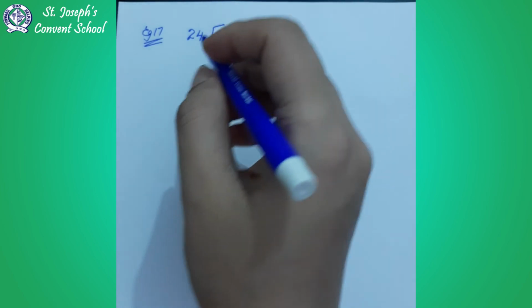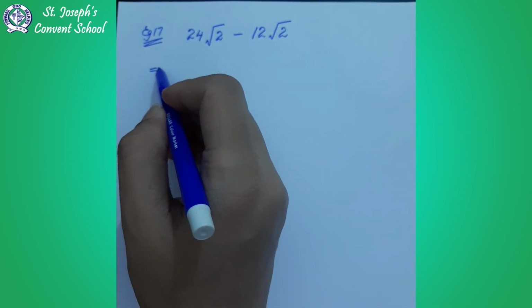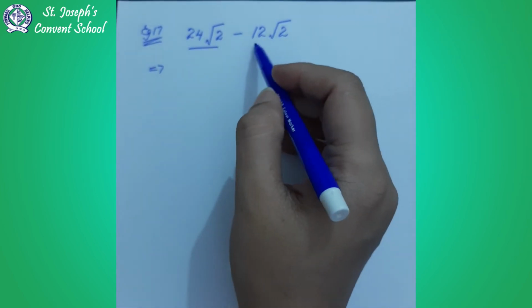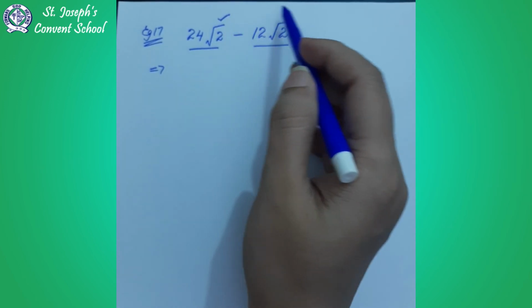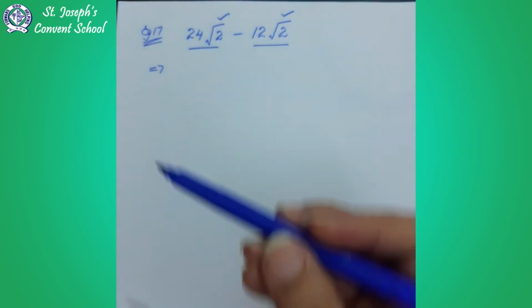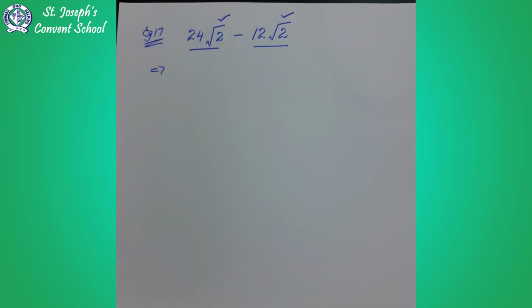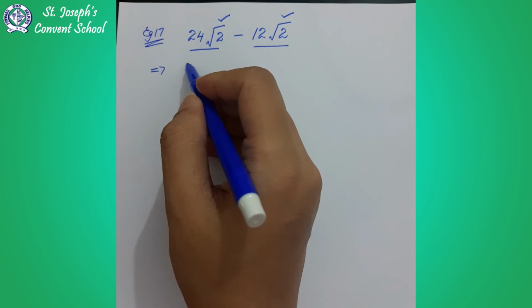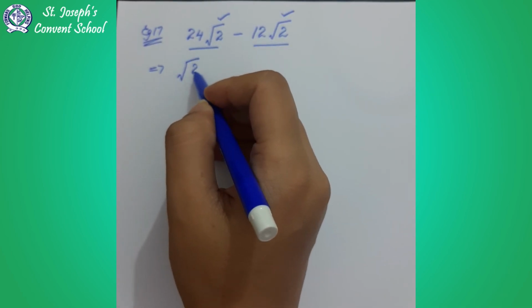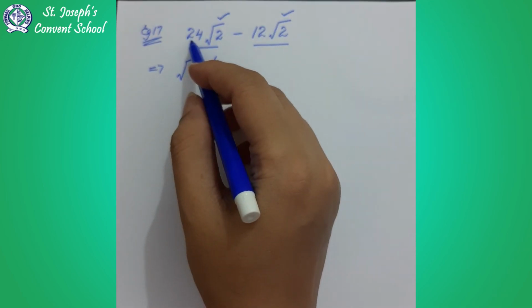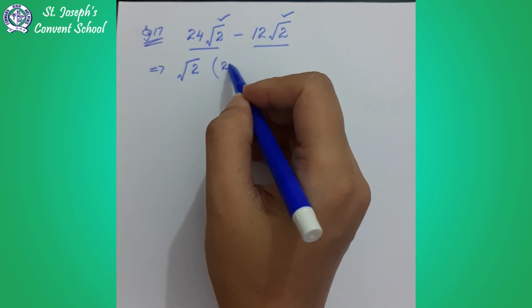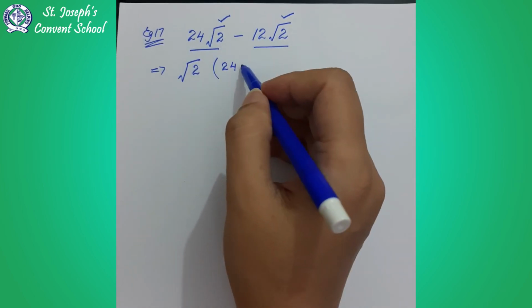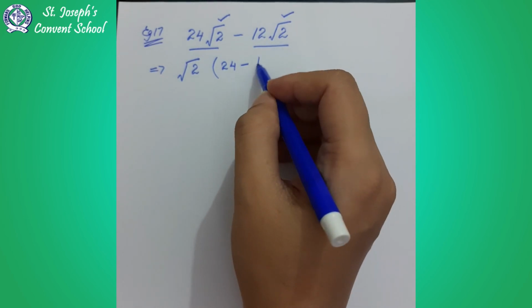Okay, now in this subtraction question, this is one term, this is the second term, and you can see root 2 and root 2 are the same. If this is not the same, you cannot add them. So this is the same, you can add these two. Same way you will take out common. What is common? Under root 2. Remaining terms are 24 minus 12.